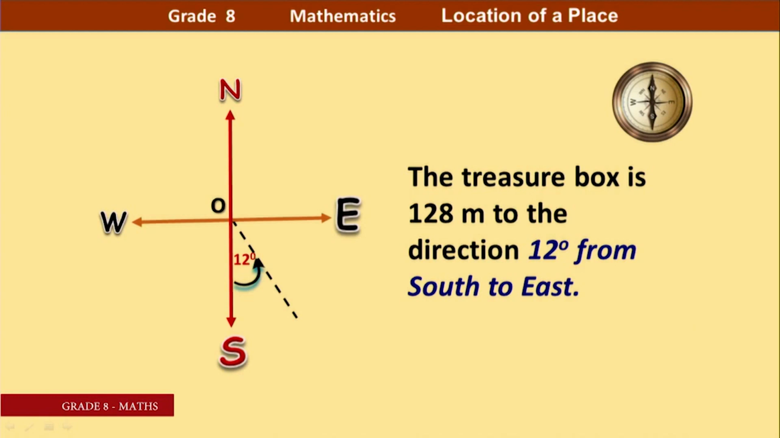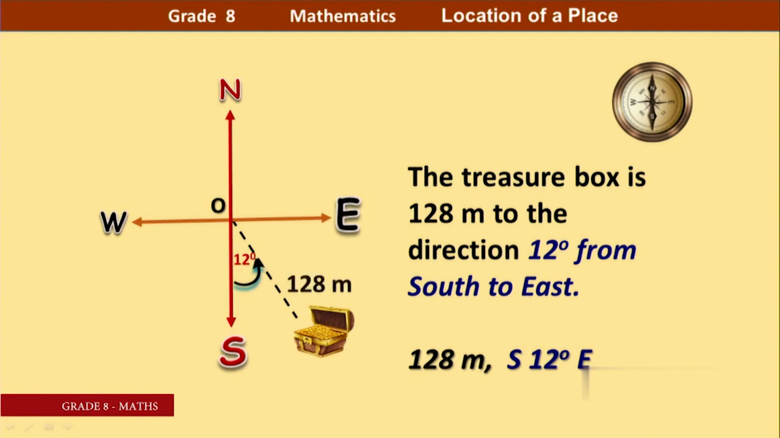What is the distance from O to treasure box? That is 128 meters. So, treasure box is 128 meters from O to the direction 12 degrees from south to east. We can write it as 128 meters, capital S, 12 degrees, capital E.